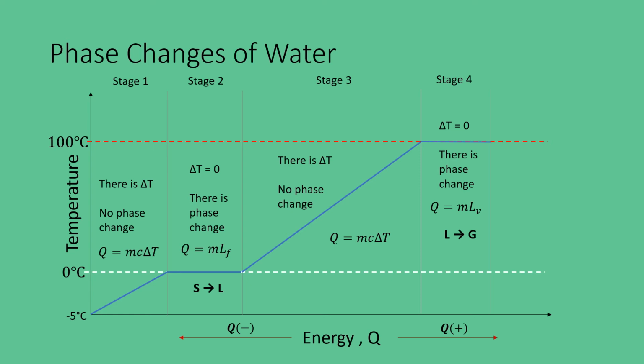And then lastly, as we again continue to add heat to water, temperature now will rise beyond 100 degrees Celsius, let's say 105 degrees Celsius or 110 above 100 degrees Celsius. This is now stage 5, wherein there is a change in temperature but no more phase change.